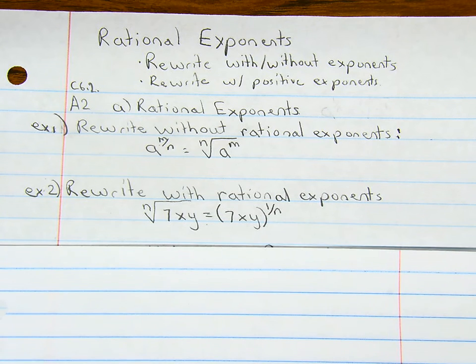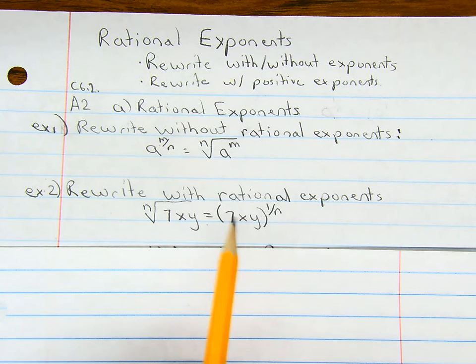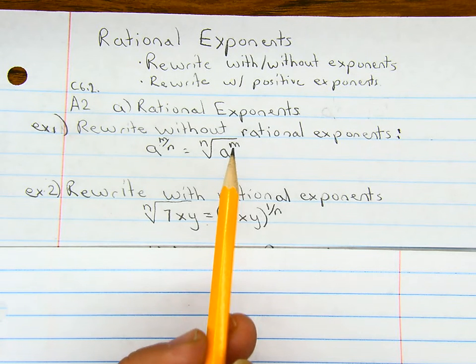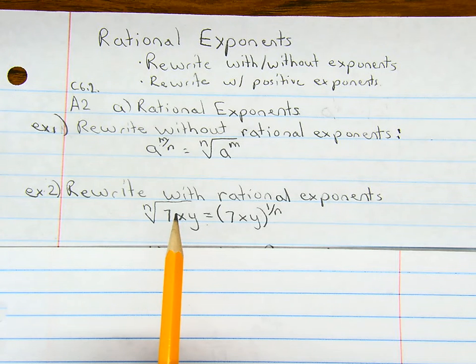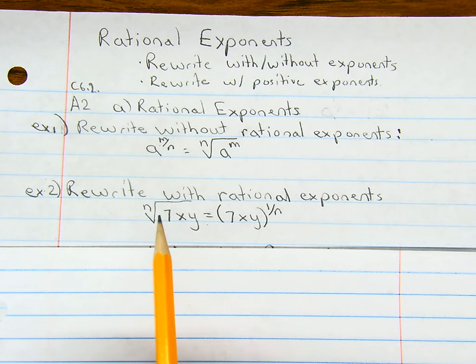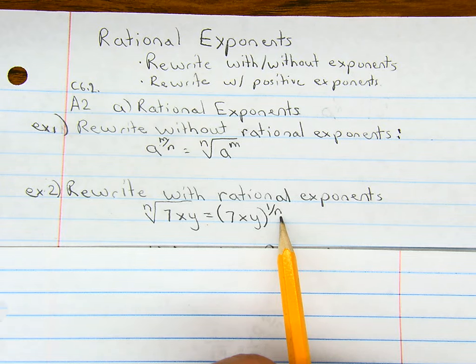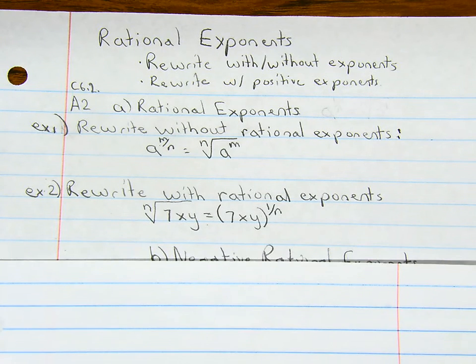The next bit would look something like this. Rewrite with rational exponents. So this is actually the reverse of this one up here. If I give you a radical, you say, okay, well, these all have an exponent of 1. So my numerator is going to be a 1. And there is my denominator, which is my index out here. And that is then raised to this power. So that is one way that you'd be able to see it and how you'd go about doing it.